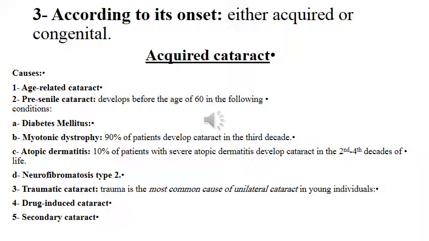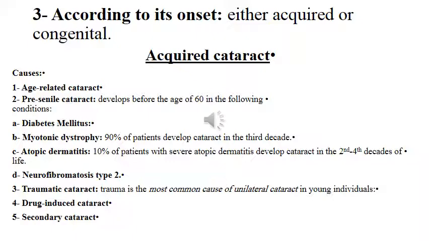According to its onset, it's either an acquired cataract or congenital. Now we will discuss the acquired cataract and then we will see the congenital cataract. Acquired cataract, it's a type of cataract that occurred during development. Actually, the child is not born with cataract. That's what we mean with acquired cataract. It's either age-related or presenile or traumatic, drug-induced, or secondary cataract. These are the types of acquired cataracts.